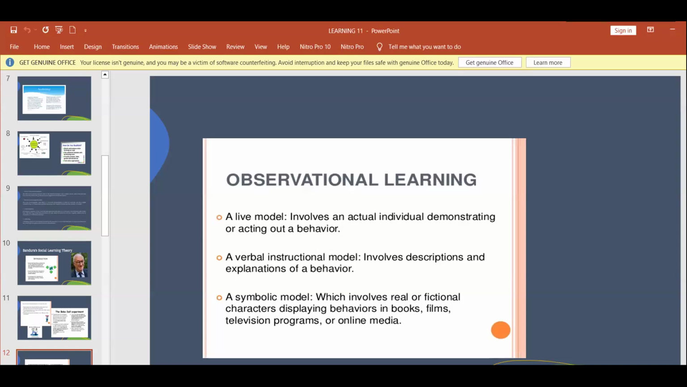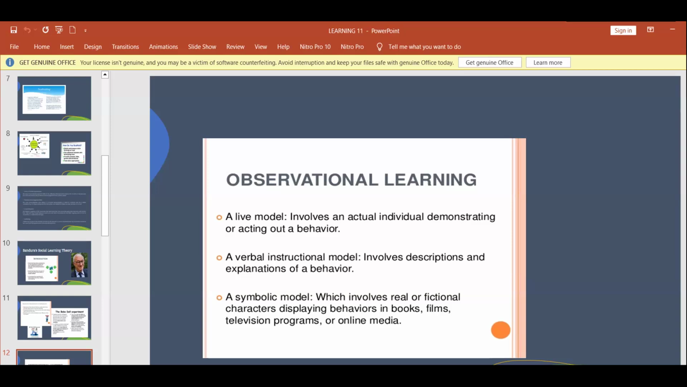For verbal instructional modeling in class, maybe every morning the teacher gives advice. On a daily basis, you receive advice in school. That is verbal instruction. And a symbolic model, maybe you learn about bravery through Madduma Bandara's history. So if you follow it, it's a live model. Sorry, it's a symbolic model. I'm sorry, okay. It's a symbolic model.